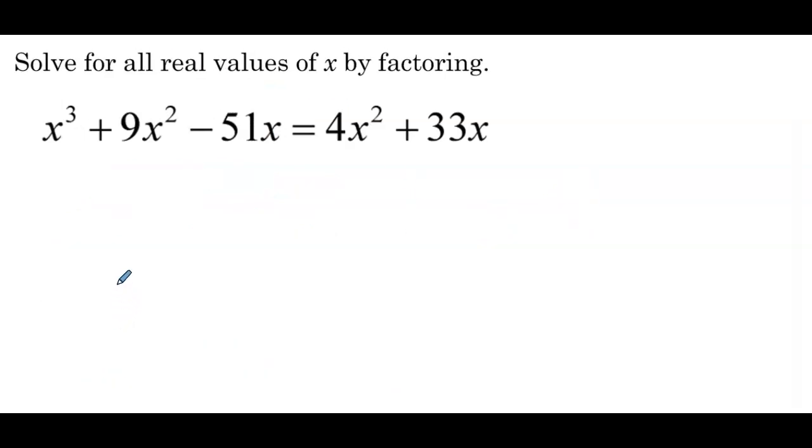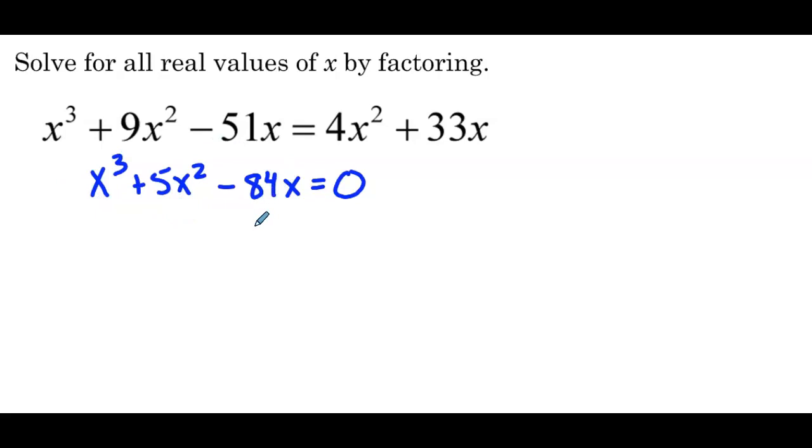Okay, next up. x cubed plus 9x squared minus 51x equals 4x squared plus 33x. So we'll start by moving the two terms on the right to the left so that the equation's equal to 0. So we have x cubed plus 5x squared minus 84x equals 0.